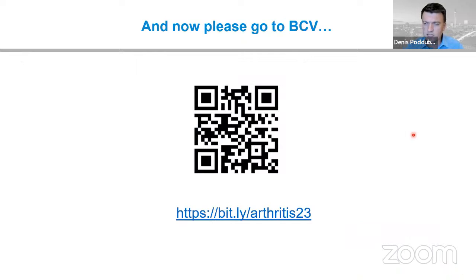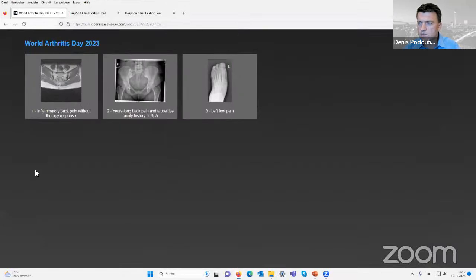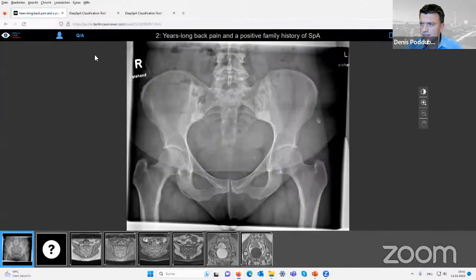So now it's time to switch to the Berlin case viewer. Probably you are already on the right page with the case viewer. So I will just switch to this case I prepared for you for today's lecture.